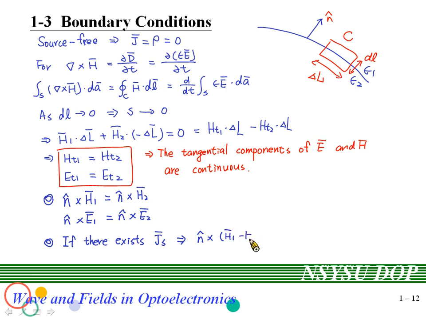H1 minus H2 will be equal to JS. Okay, so this one is the modified boundary condition as we have JS. If we don't have JS, the tangential boundary conditions for the E field and H field are these two equations.